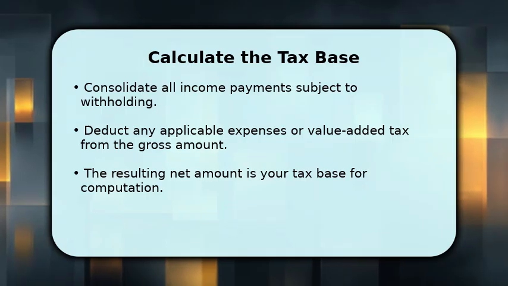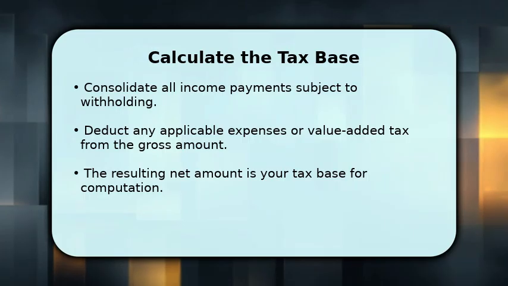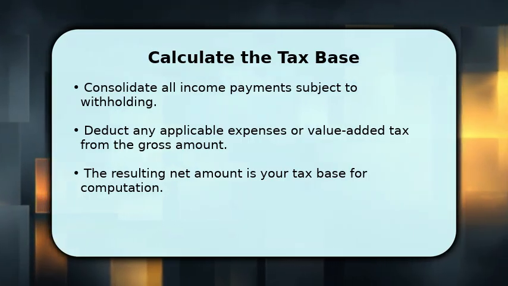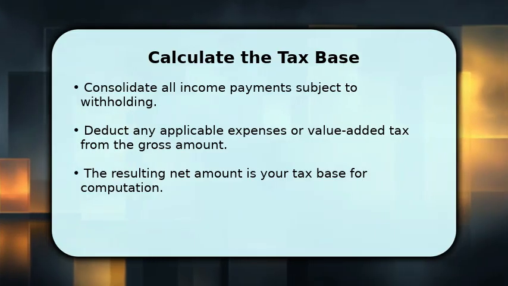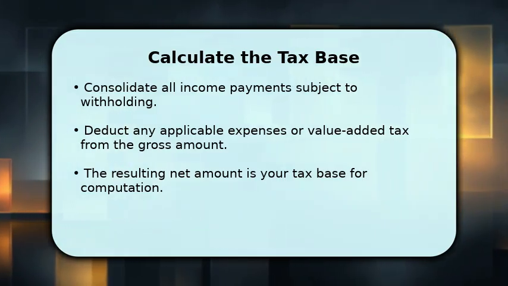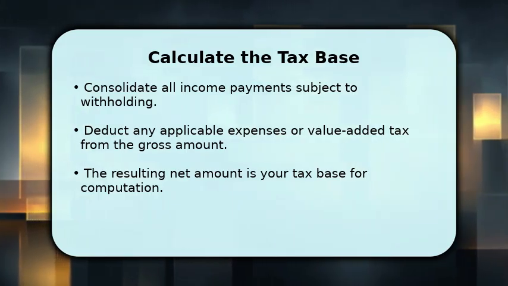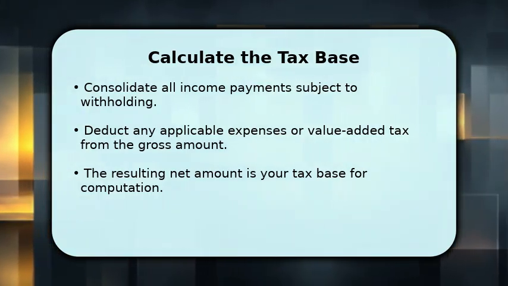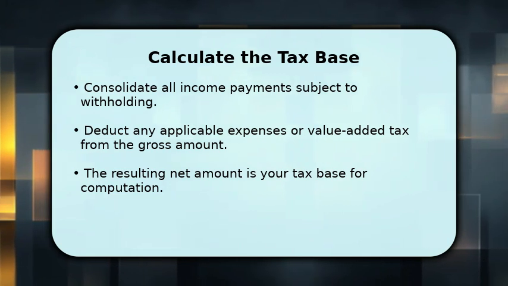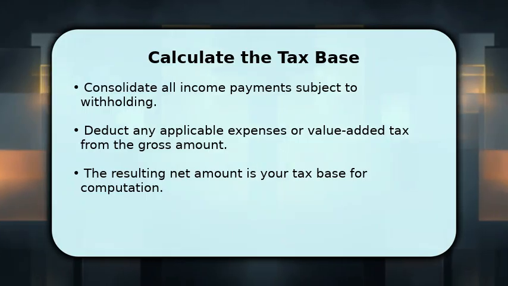First, you need to consolidate all income payments that fall under expanded withholding tax regulations. Then, it is crucial to deduct any allowable expenses or, if applicable, the value-added tax from the gross payment. For instance, if a payment is 112,000 units including VAT, you would first remove the 12% VAT to find the base amount. This net figure is what you will use for your calculation.